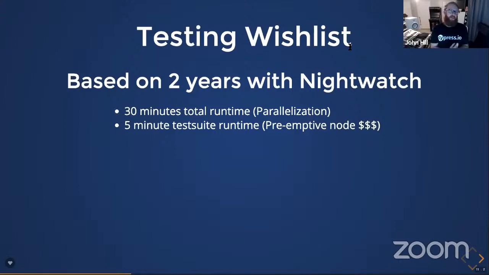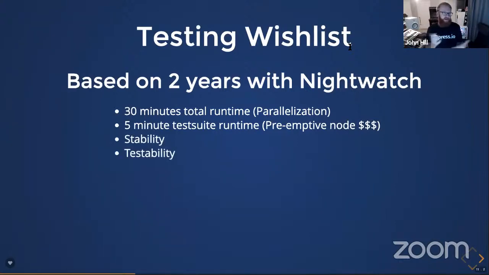So here was our testing wish list after 2 years with Nightwatch. We wanted a total runtime of 30 minutes. What that meant was, when we got to 30 minutes, figure out parallelization and how to keep it, so we never went beyond 30 minutes. Keep a 5-minute test suite runtime. This is a very particular thing for us, because we wanted to move all of our testing to the Google Kubernetes Engine. It has this idea of a preemptible node: if you can execute all of your work on a Kubernetes pod in under 5 or 10 minutes, you only have to pay 20% of the cost. It was a way to build an architecture that could be as cheap as possible and run with a lot of vertical scaling. That was really important to us.